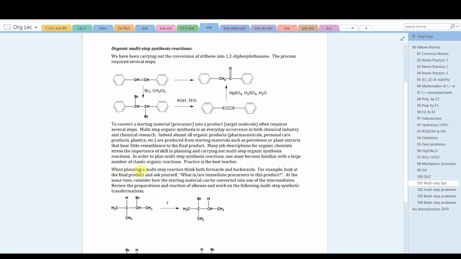When you're planning a multi-step reaction, you need to think both backwards as well as forwards. For example, look at the final product and ask yourself, what is or what are the immediate precursors to this product? At the same time, consider how the starting material can be converted into one of the intermediates. I have a dozen or so problems here that require multi-step synthesis reactions. Let's get some practice working through these.